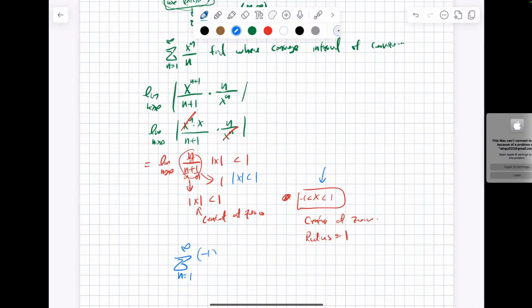So what is -1 to the n over n? Wait, does that look familiar? What is this?